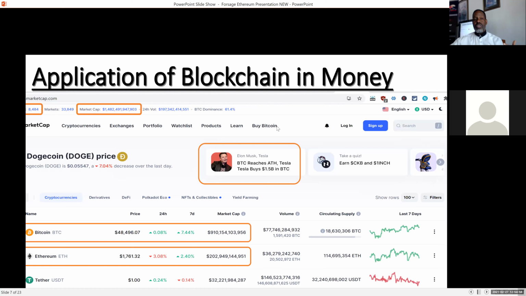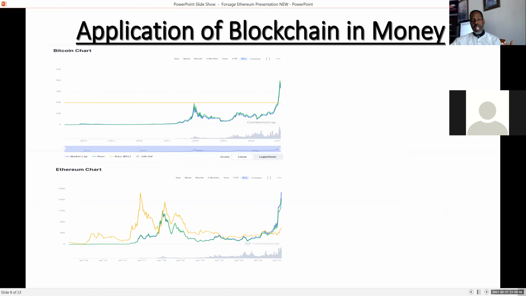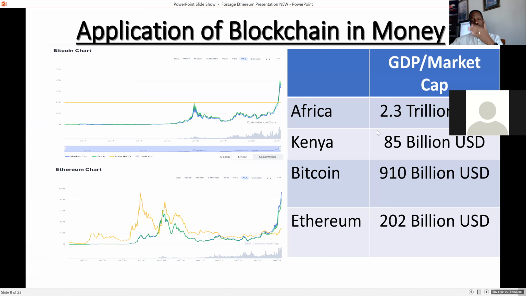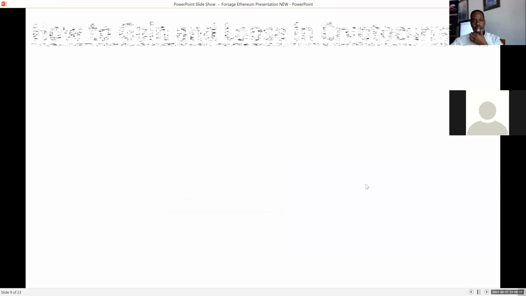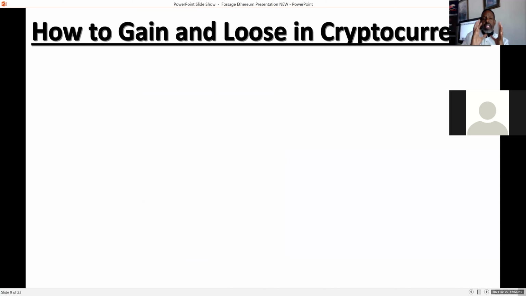And so it is instructive enough that this industry is a big industry. You can just see Bitcoin there, the price going up, and so on and so forth. If you compare that with the GDP of Kenya, for example, Ethereum alone can buy Kenya, all right? And so on and so forth. Now, there is a screen here that I just want to discuss.